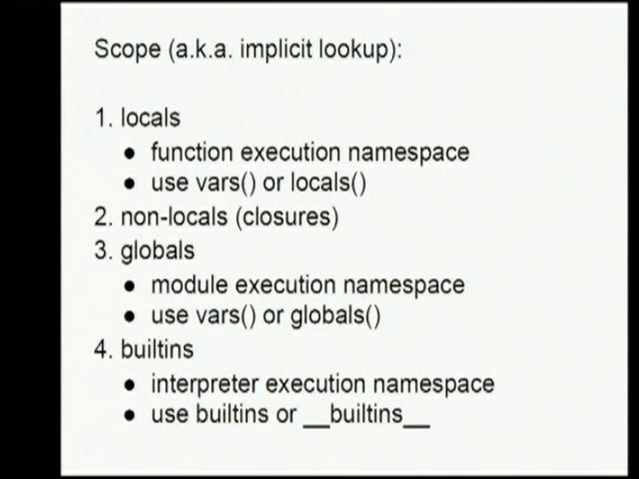But then if it doesn't find it in the locals, it'll fall back to non-locals or closures, if there are any. And from there, it'll fall back to the globals, which are the globals that were associated with the function when it was defined. And then after that, it falls back to the built-ins, which are effectively the interpreter top-level namespace.